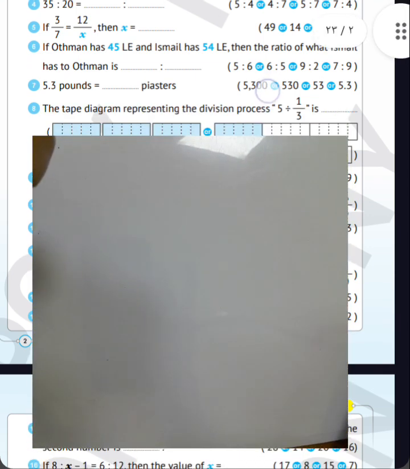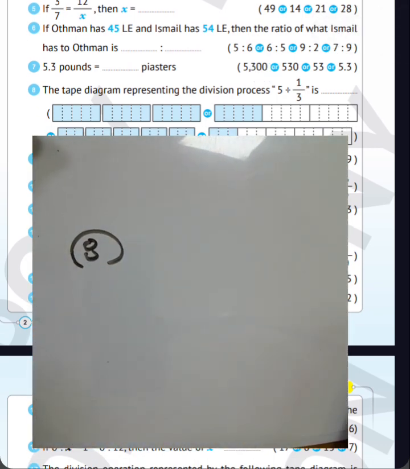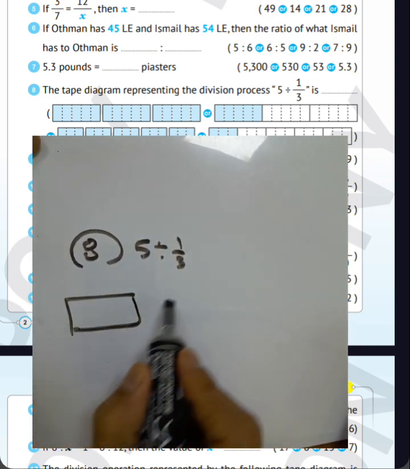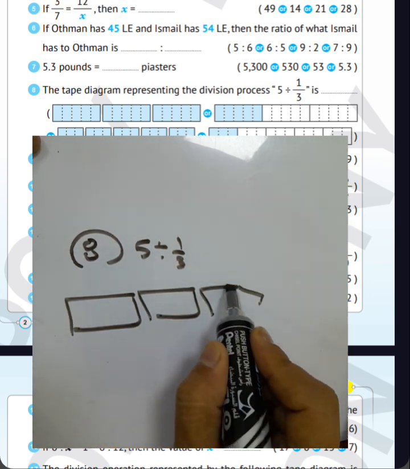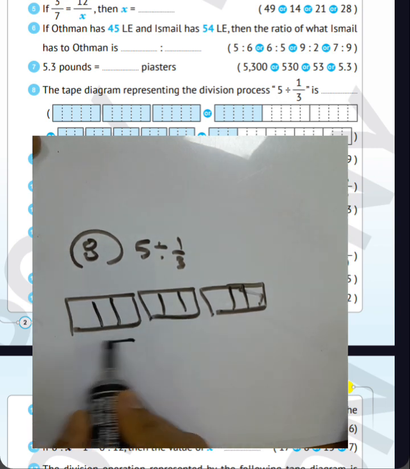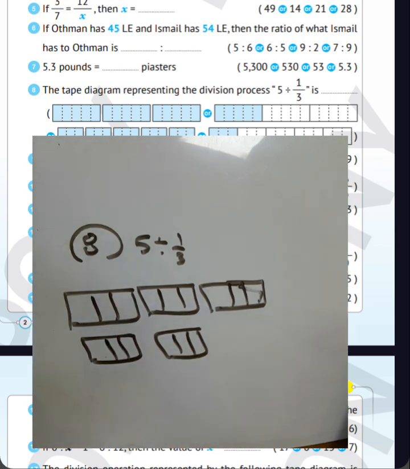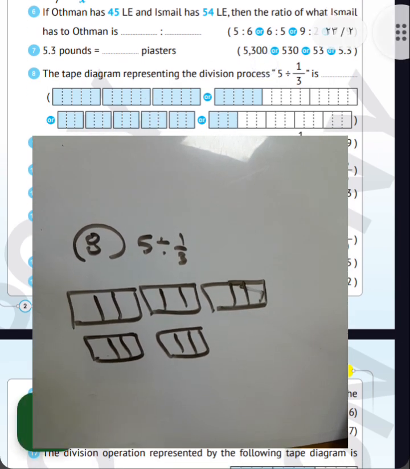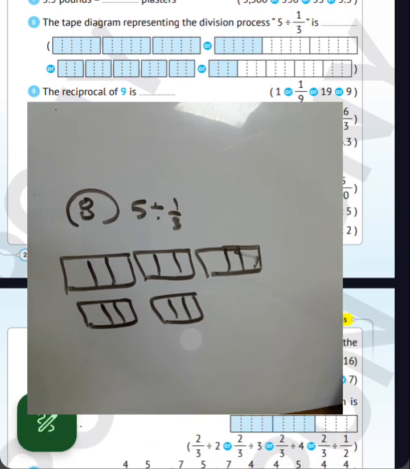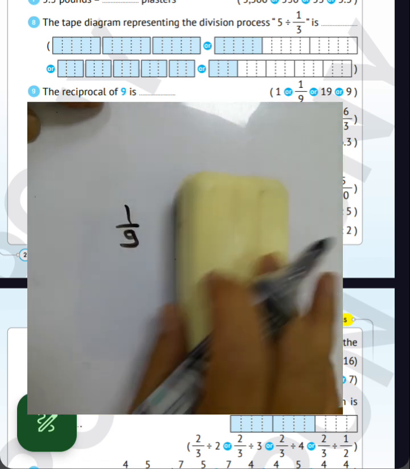Question number 8. The type diagram represents 5 divided by third. 5 divided by third means we have 5 type diagrams, 1, 2, 3, 4, and 5, and divide each one of them into 3 parts. Choose the third one. Okay. Next example. The reciprocal of 9 will be 1/9.